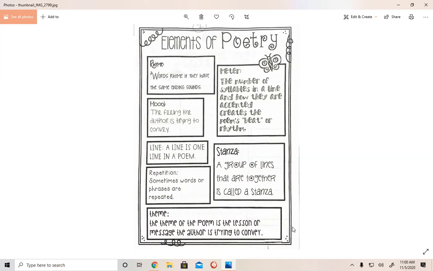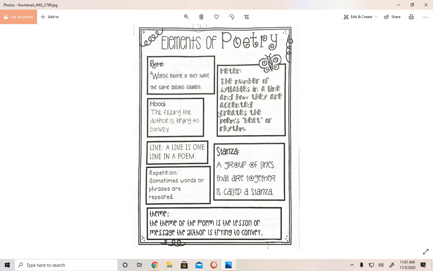The next thing we are going to take a look at for elements of poetry would be the theme. The theme of the poem is the lesson or the message that the author is trying to convey. So just like when we're talking in fiction stories, where we're trying to find the theme or the message of the author, poems oftentimes have themes and messages, okay?